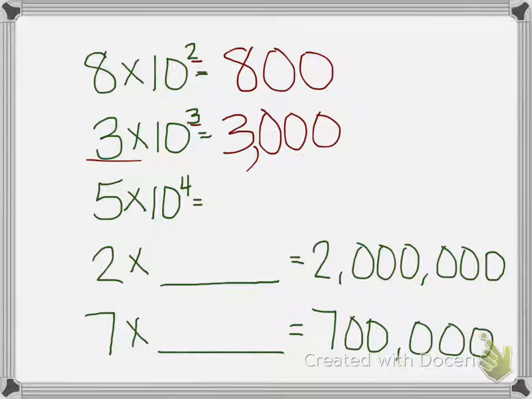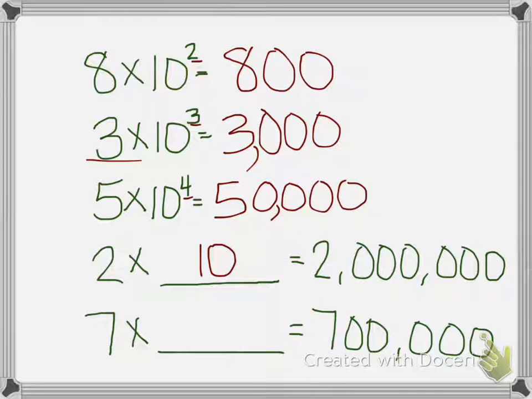C says 5 times 10 to the fourth, so again we write our 5 with 4 zeros, so 50,000. D and E, we want exponential notation. 2 times what equals 2 million. We know 2 times 1 million equals 2 million, but we have to put it in exponential notation.